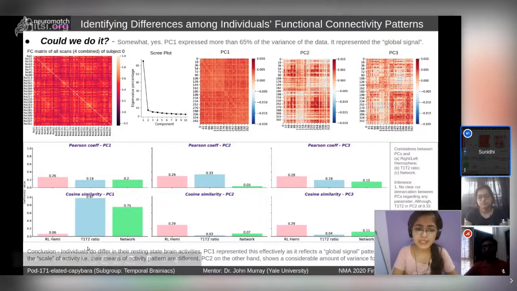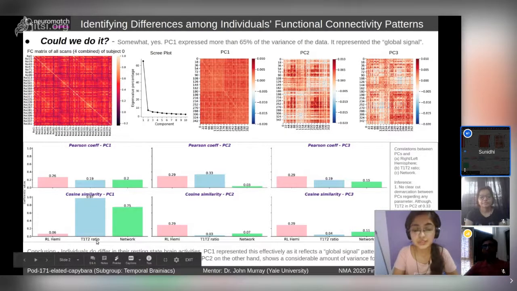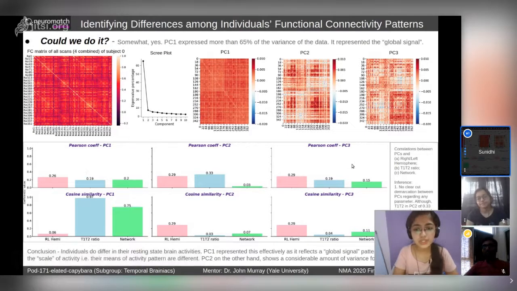Now, cosine similarity does look like it gave very high values to us, but this was because there was a bias in the data. T1 T2 ratio only had positive values. Cosine similarity did not take this into account. So we concluded Pearson correlation coefficient is a way better measure to work with our data than cosine similarity.